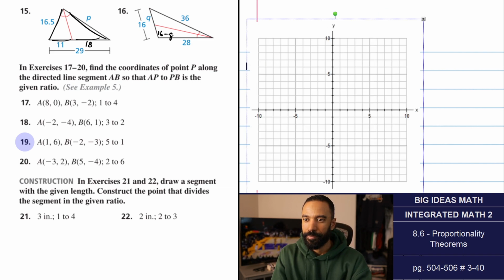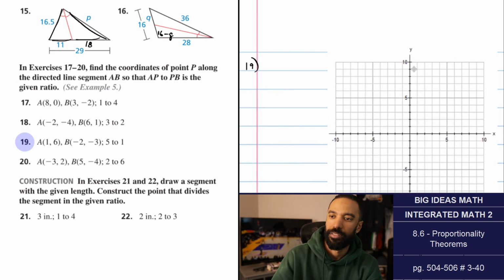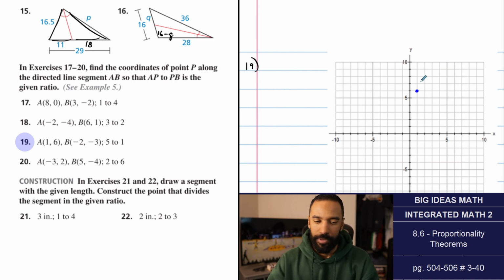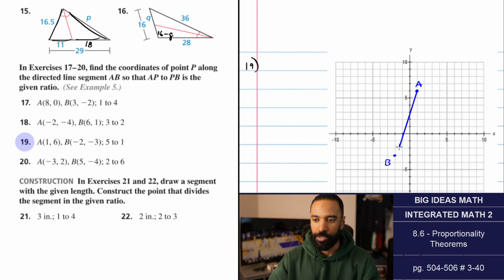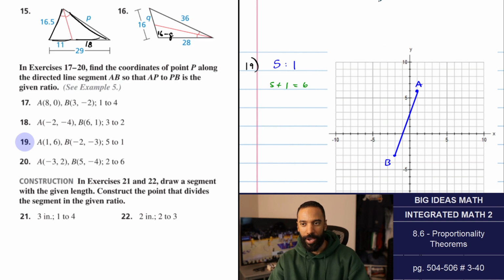Okay, A is at 1 comma 6. See, suddenly it did slow down. B is at -2, -3. And our ratio is 5 to 1 from A to B. 5 plus 1 is 6. Easiest math you get to do. We will go 5/6 of the way from A to B.